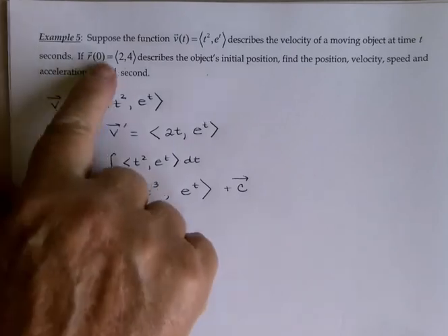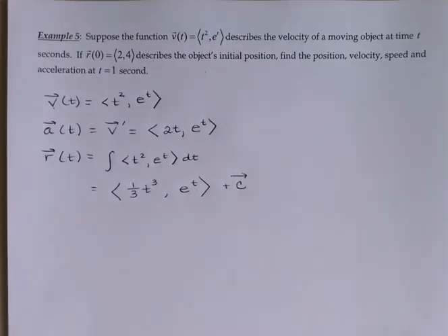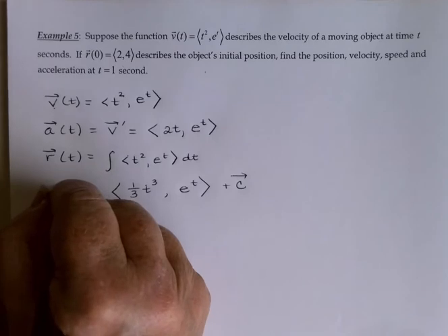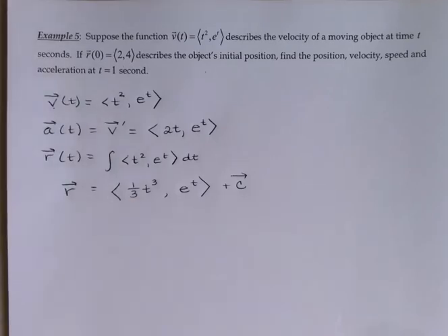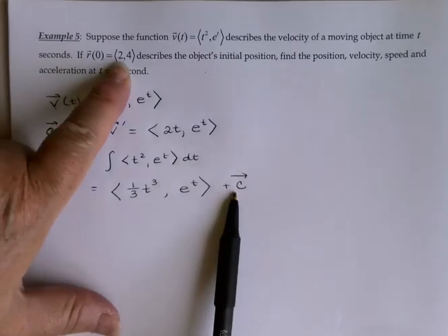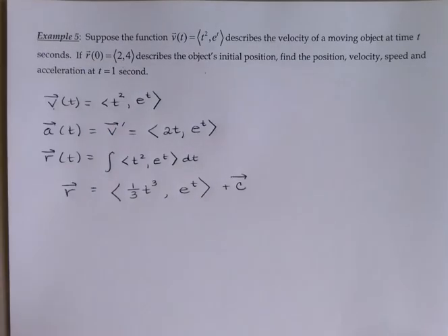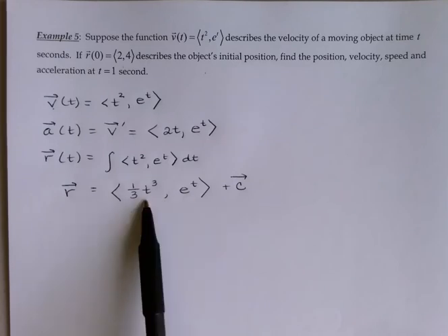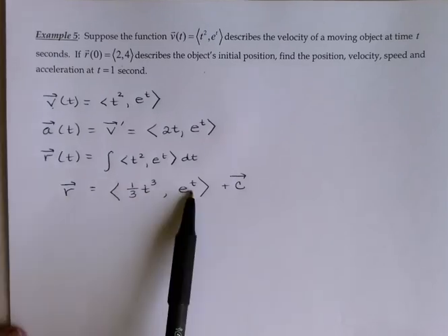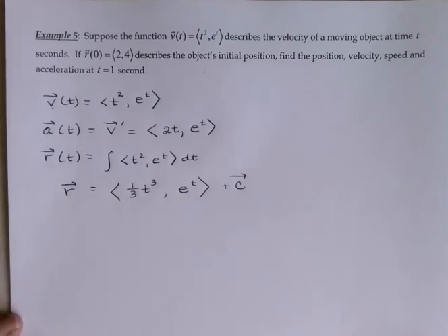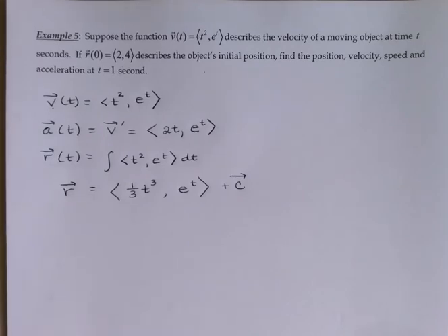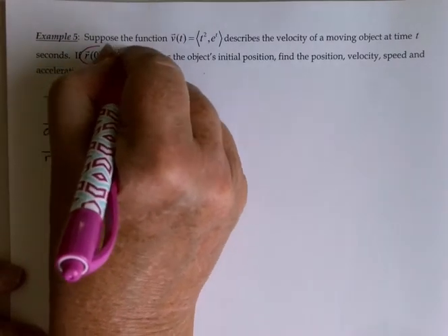Now, I do have an initial position, r of 0, that I'm going to use to help me here. But be careful. Remember when we were doing the projectile motion, we could often just assume the constant was 2, 4. But that's because when we plugged 0 in, we always got 0 for our components. That's not the case this time, right? E to the 0 is not 0. So I better actually plug it in so I get it right. We'll plug in r of 0 equals 2, 4.